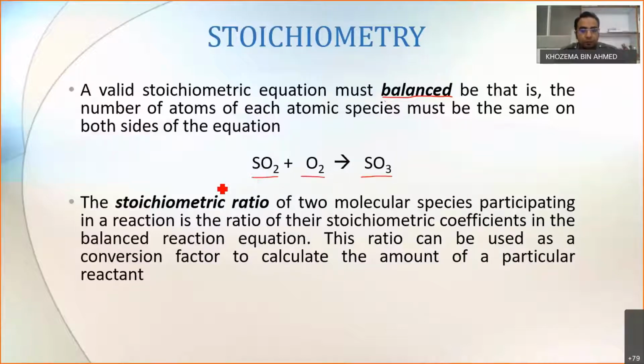First of all, we must make sure that whatever number of S you have here is the same number of S you have here. So you have one sulfur atom. I can write here, I have one sulfur atom. And then on the right hand side, I also have one sulfur atom. So it is balanced between the left hand side and the right hand side.